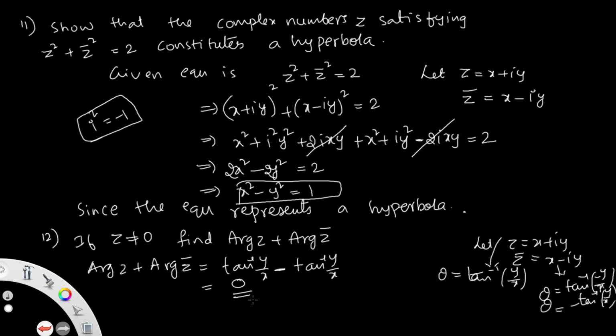Next, questions 11 and 12 are over. Next, go to the 13th question. I am writing on the next page. That is question number 13: if the real part of (z plus 1) by (z plus i) is 1, find the locus of z.